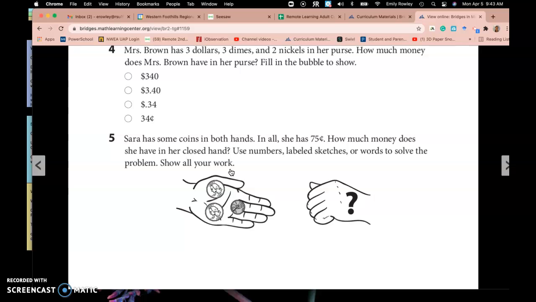Remember, I'm curious to know not only how much does she have in her closed hand, she has some money here, but I'm curious to know how you're solving it. If you're using a tool, let me know. Joseph is really keen on using number lines and he sketches those out. They look really great. So show me how you're thinking about it and how you solved it.